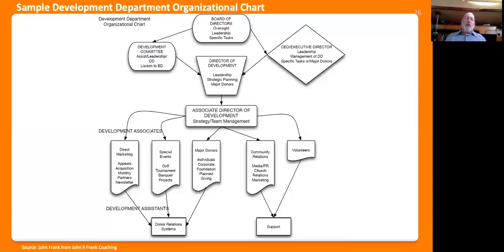Now, development associates have responsibilities. Development assistants, donor relations, systems, and support, they are support. They do what they are told or strategies they are given. So when you write job descriptions, make sure you're very clear between a director of development, a development associate, and a development assistant. That's the key nugget you should get from this, because if not, you put out a job description that's not clear on its parameters, and you'll get everybody and their uncle applying for it.